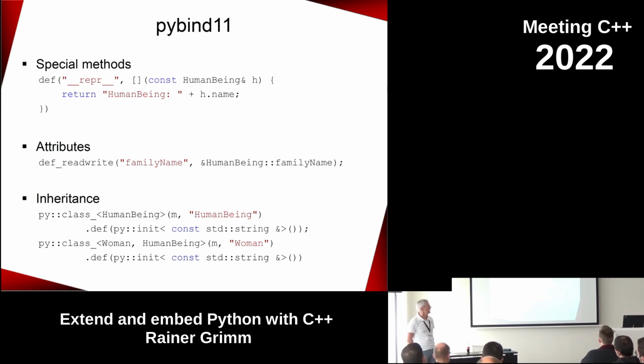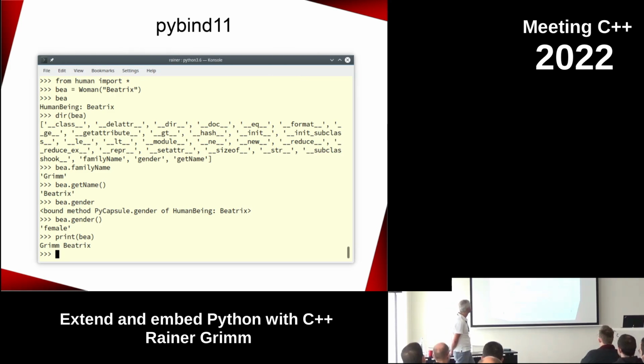And this is way more sophisticated than the hello world from before. Okay, let's play with it. I once more imported unqualified from human import star. Maybe you don't know Beatrix, it's my wife. Anyway, you see, woman, Beatrix, so I create a woman. I invoke the constructor. Now I have a Beatrix.